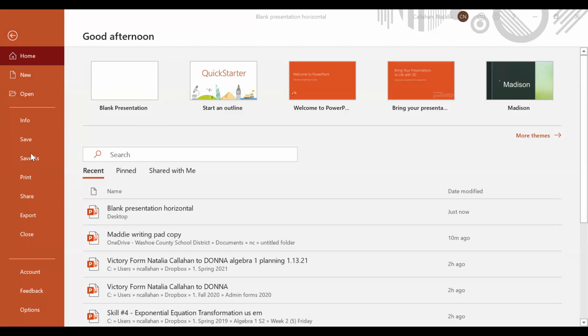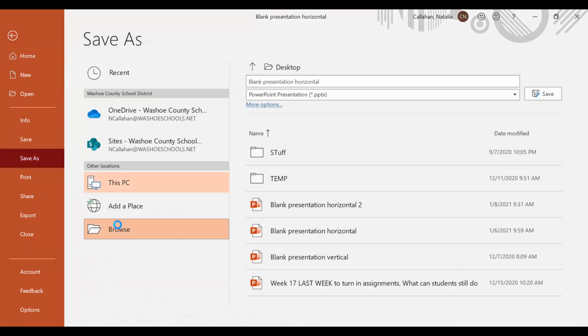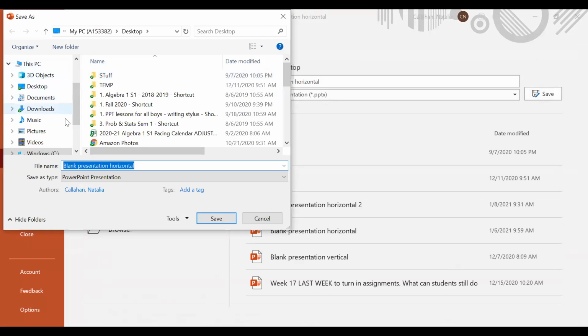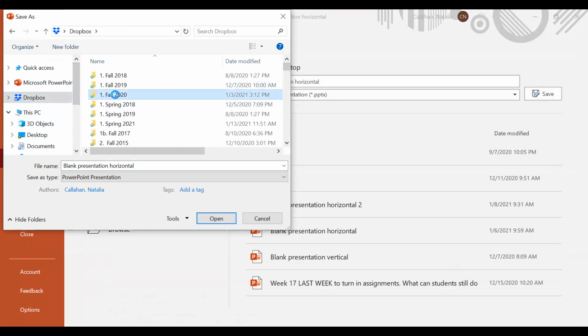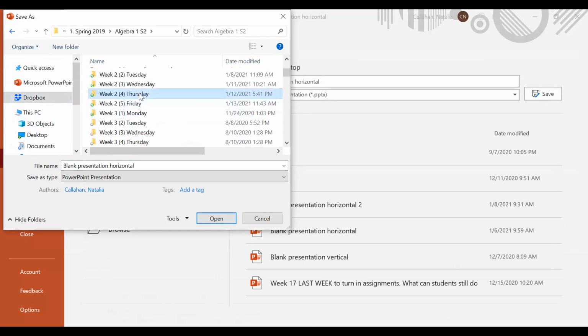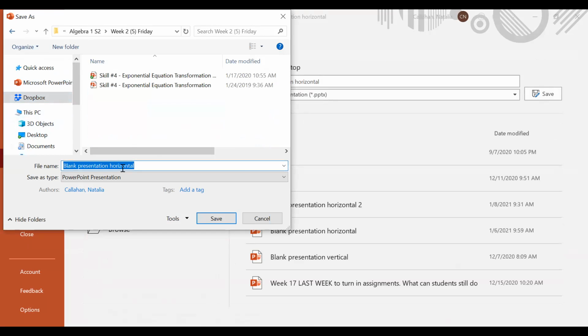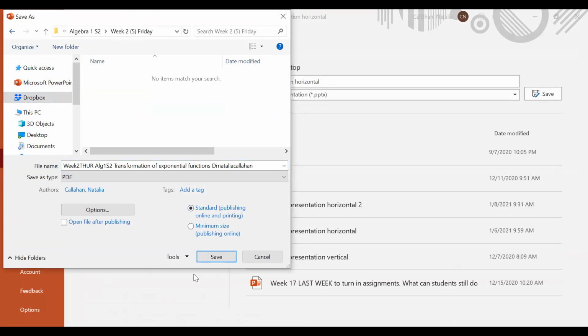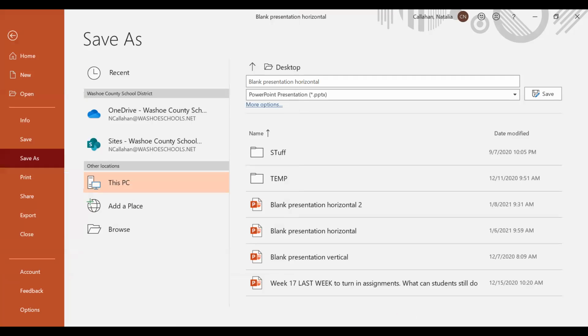All right, so let's go to Save As, Browse. Oops, not fall, Callahan. It is spring 2021, Algebra 1, week 2, Thursday. And we'll do this as a PDF, so that way, if you don't have MS PowerPoint, that's not a problem.